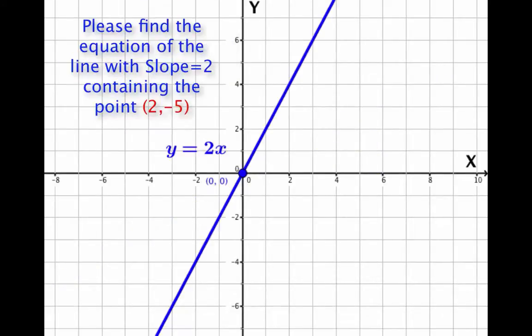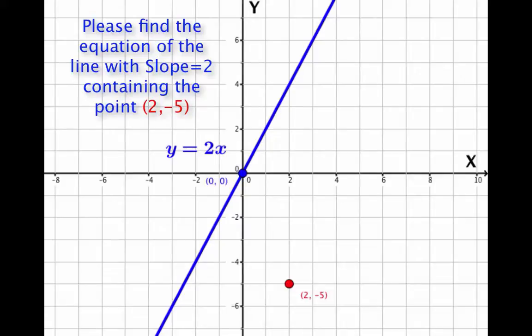All right, now what if we want to find the equation for a line with a slope of 2, no longer going through the origin, but going through the point (2, -5)? Well, if we wanted it to go through the origin, that would be really easy. Then we just have the equation y equals 2x. But now we want it to go through the point (2, -5). And here's how I think we're going to have to do it.